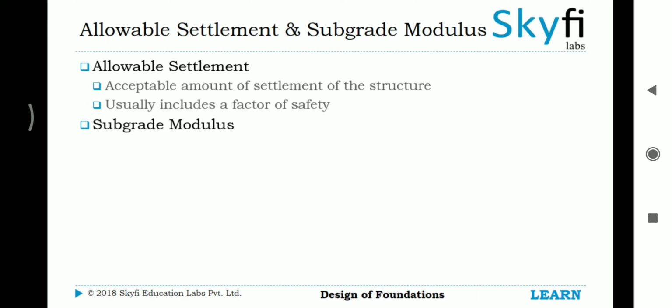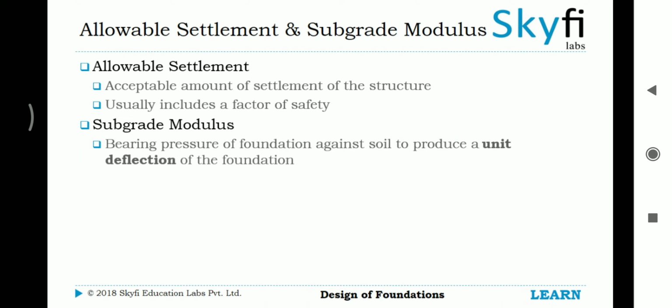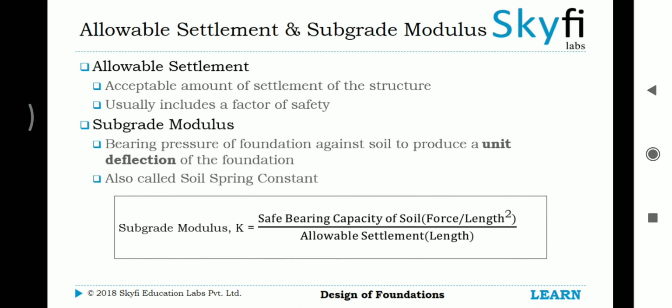The subgrade modulus is a stiffness parameter, typically used in defining the support conditions of footings. Physically, it is defined as the bearing pressure of the foundation on the soil that will produce a unit deflection of the foundation. It is also called soil spring constant. It is obtained by dividing the capacity of the soil by the allowable settlement. Its dimensions are expressed in force per cubic length. This concludes the concepts on mechanics of soil.